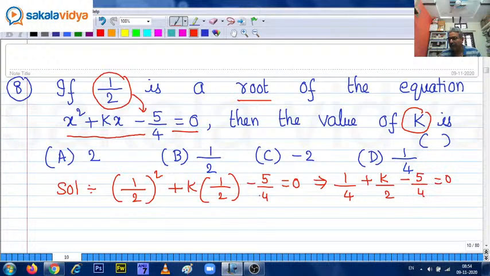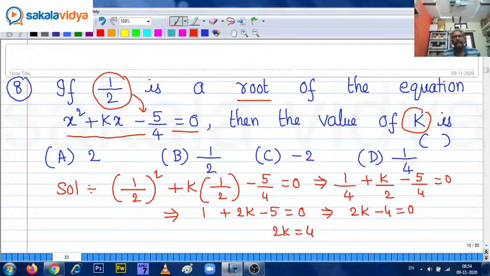Multiply both sides with 4. If you multiply both sides with 4, 1 you will be getting plus 4 into k by 2, 2k, minus 5 equals to 0. So this will be 2k minus 5 plus 1 minus 4 equals to 0. 2k equals to 4, k equals to 4 upon 2. 2 1 ja, 2 2 ja. So obviously k is equal to 2. So option A is the right option.